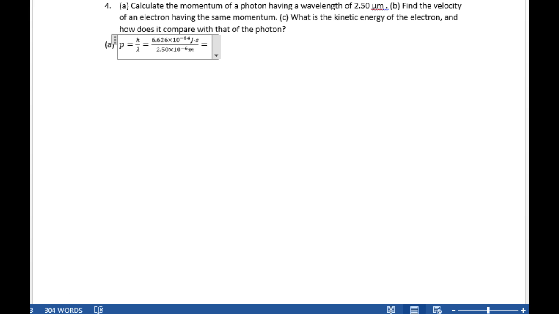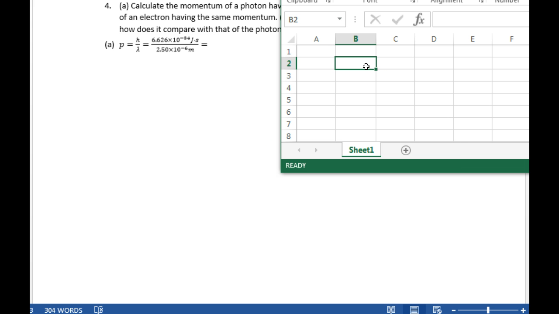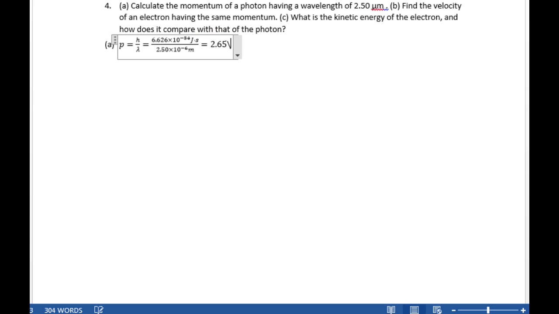All right, so 6.626 e minus 34 over 2.5 e minus 6. The ratio of those two, the photon momentum, is 2.65 times 10 to the minus 28 kilogram meters per second. Okay, that's part A. Next, find the velocity of an electron having the same momentum.